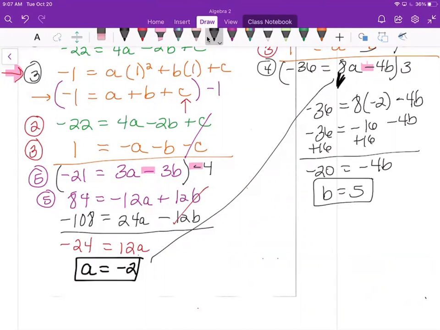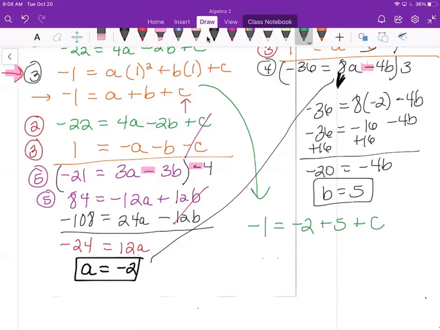All right, once you've solved for the first two equations, go back to one of the originals. And I do like to use the easiest one. So for me, I would use equation 3 and go ahead and replace a with negative 2, b with 5, and then solve for c. You can use any one of the originals, but this one is actually the easiest one to use. But if you use one of the other ones, you should get the exact same answer for c.